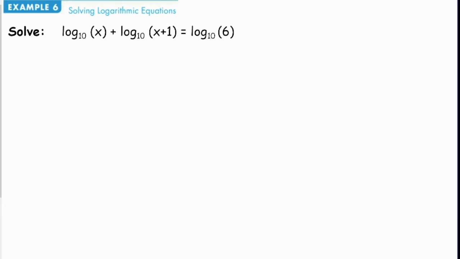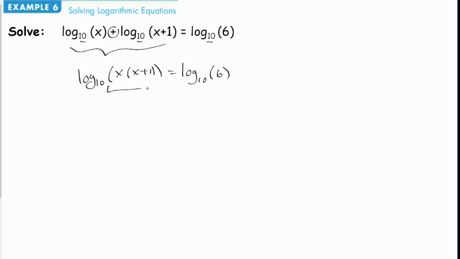So here we have another example. It's already set up with all of the like bases. So we can say that I can combine the left-hand side because of addition. I will multiply the arguments. So log base 10 of x times x plus 1 equals log base 10 of 6. And now that we have these as a single log on both sides, we would just take the arguments and set them equal.